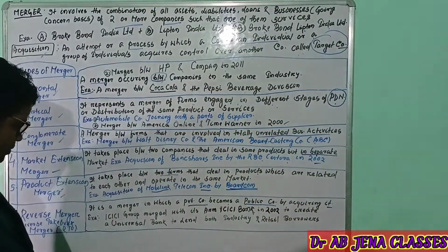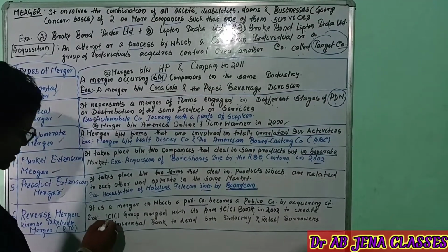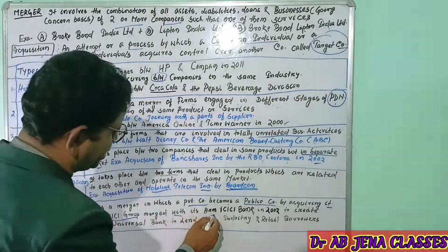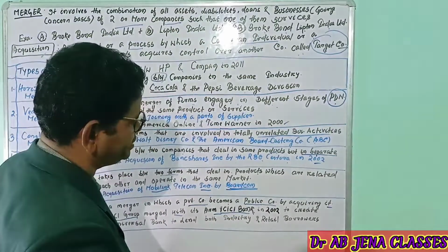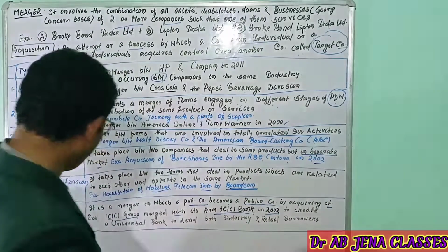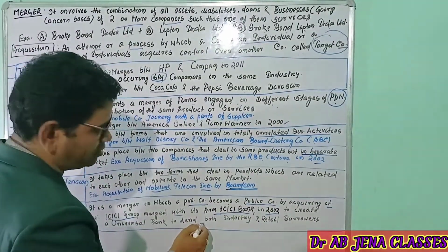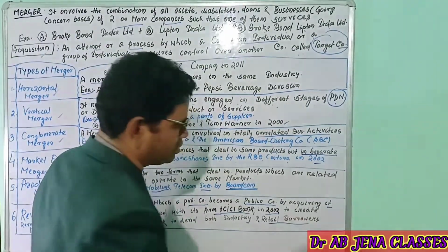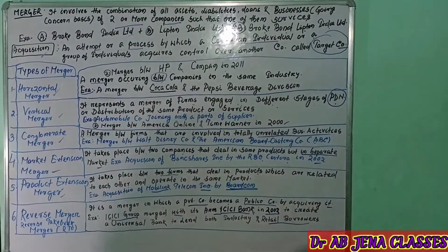The best, popular example of reverse merger is that ICICI Group merged with its arm, the ICICI Bank, in the year 2002 to create a universal bank to lend funds or finance to both the industry and the retail borrowers. Okay, dear friends, you can take the screenshot.